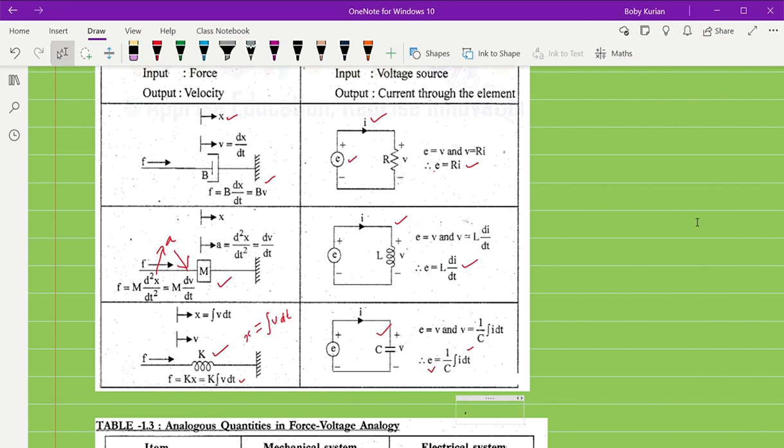Just a second. A dashpot here, we can see this dashpot can be replaced by a resistor.